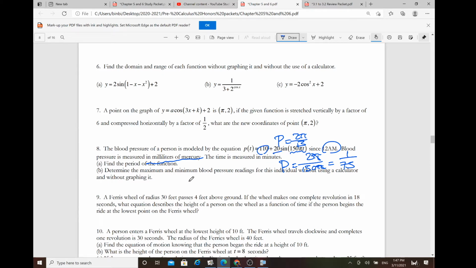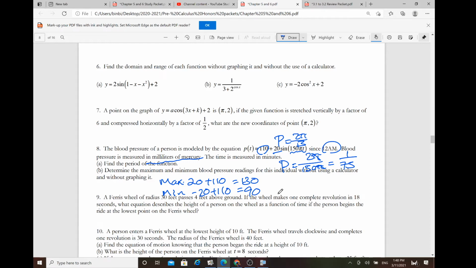So the max would be considered 20 plus 110, which is 130. And then for the min, that would be considered negative 20 plus 110. So for that number, that would be 90. Okay, so it's pretty straightforward. It's not that difficult.